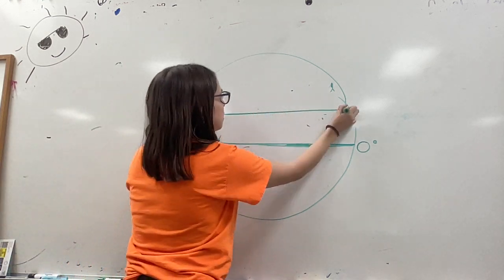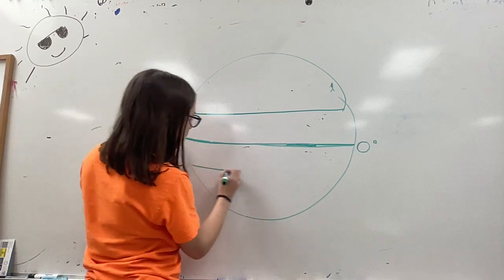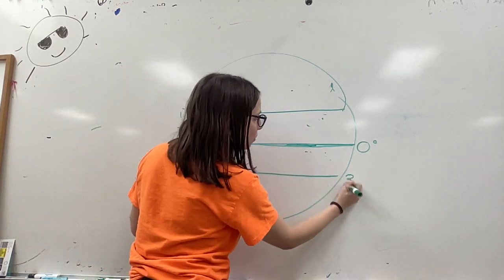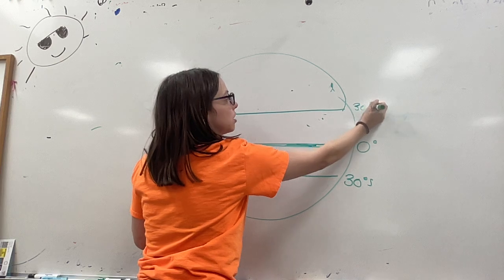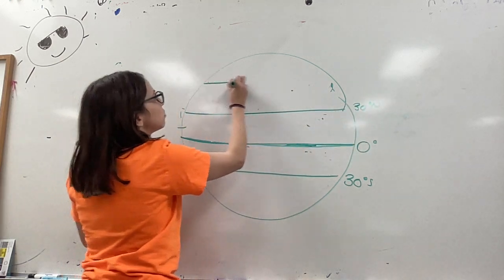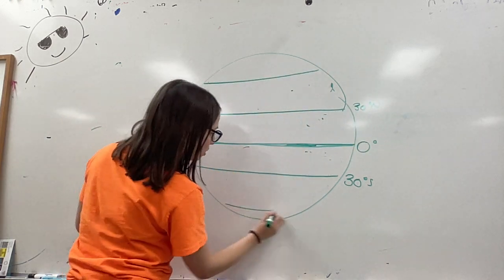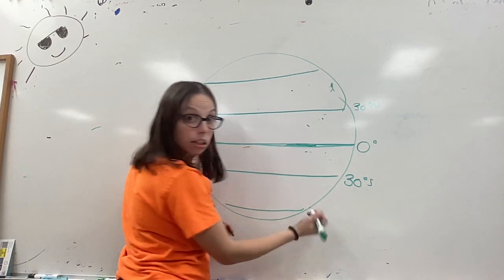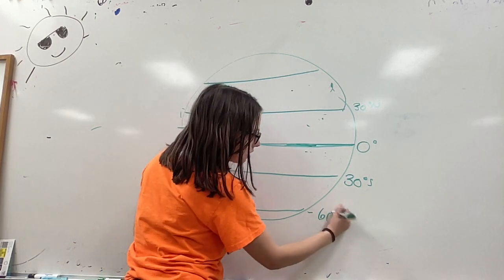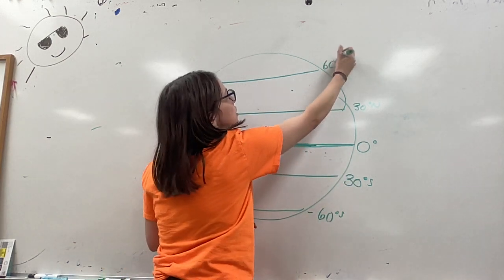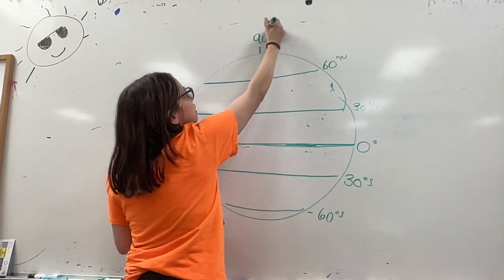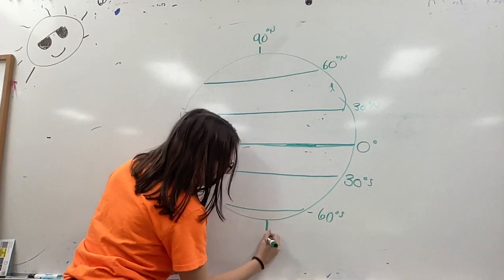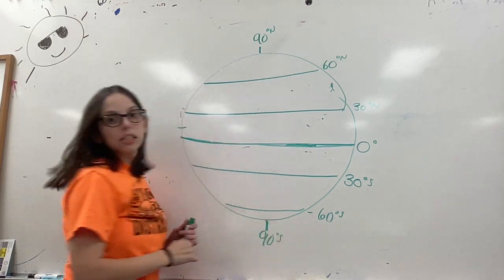This line, I'm going to do about the same. I'm going to try to make this as even as possible. This is 30 degrees south. This is 30 degrees north. I'm going to draw one more line. Pretend these are even. This is 60 degrees south, 60 degrees north, and then at the very tippity top is 90 degrees north, and at the very, very bottom, 90 degrees south.